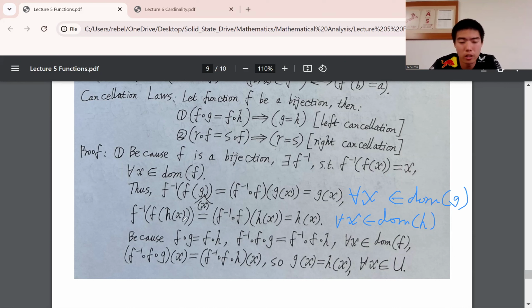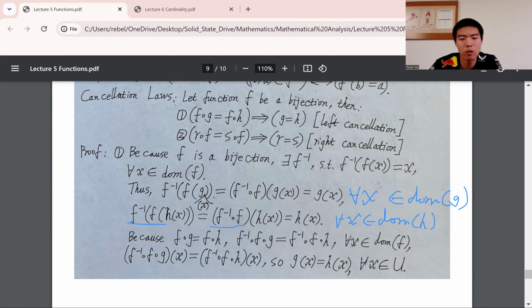This is exactly the same approach as you can see here. We just get an f inverse because we know the inverse exists, take it outside, and then use the associative law, and it will turn out to be h(x).